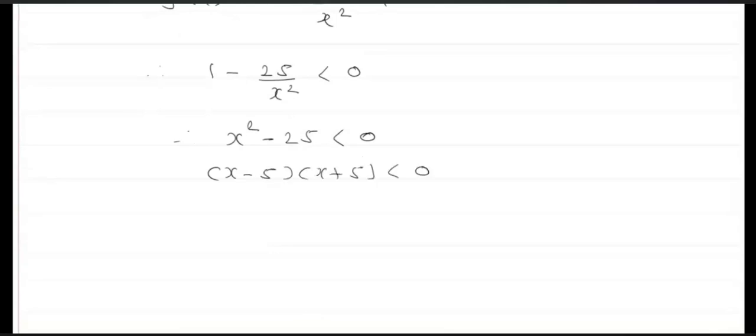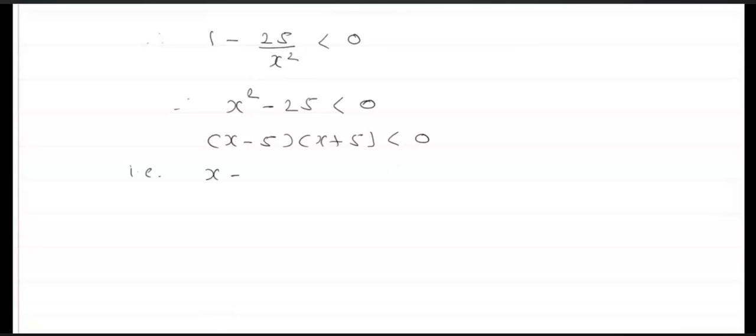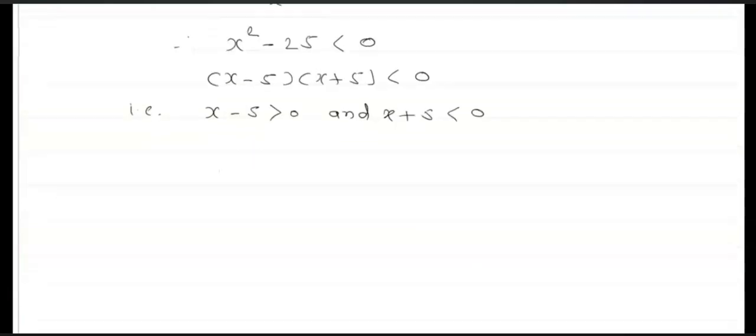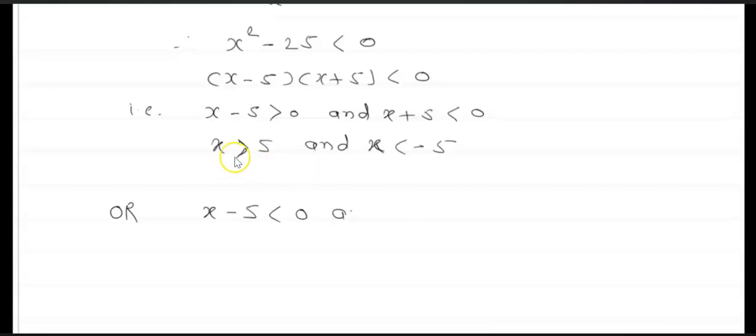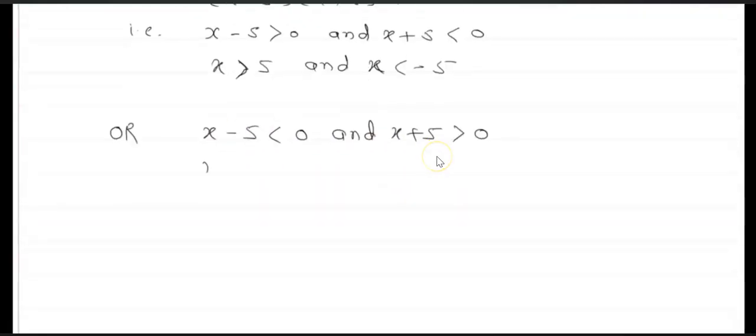It's negative. If we simplify it, (x minus 5) into (x plus 5) is less than 0. In the first case, x minus 5 is greater than 0 and x plus 5 is negative, since one is positive and the other is negative. Add 5 on both sides and you will get x is greater than 5. Add minus 5 on both sides, x is less than minus 5. But x is greater than 5 and x is less than minus 5, this is not possible.